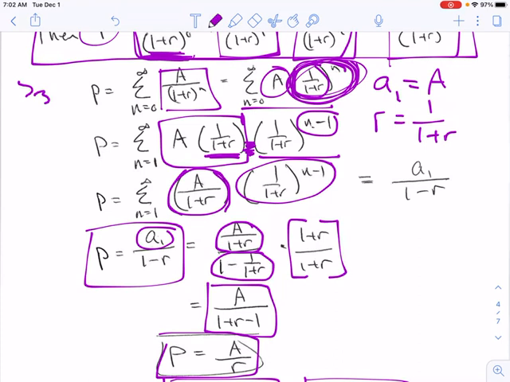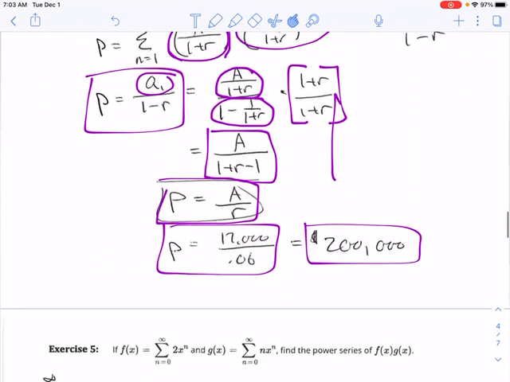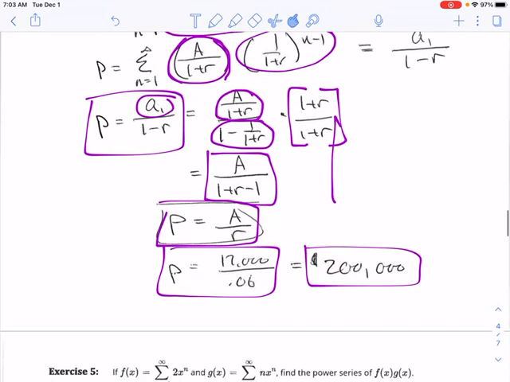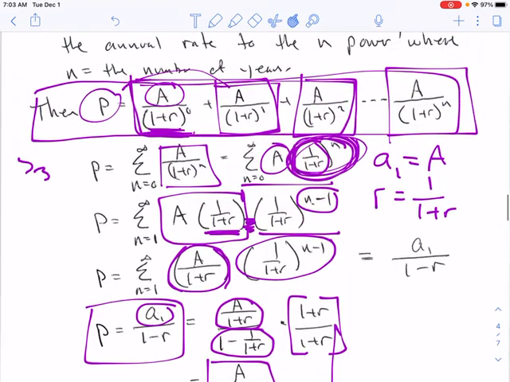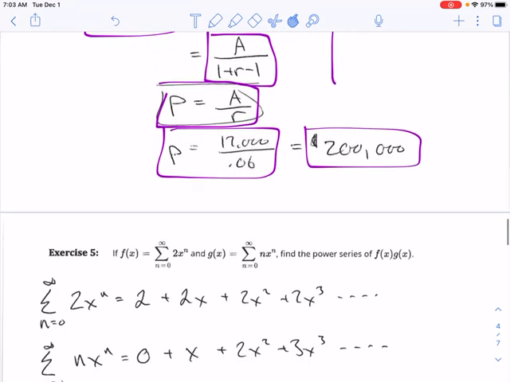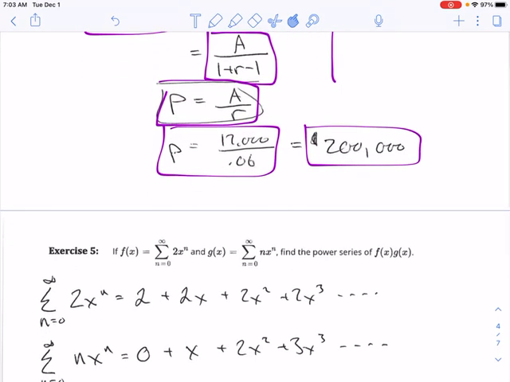Canceling out the 1's, we end up with our final formula, which is A over R. And so that's how we derive this particular formula. It's a very, very simple formula derived through the complicated process of combining power series and working with power series. So, as I said at the beginning of this problem, many problems are actually derived from series, a lot of finance formulas.